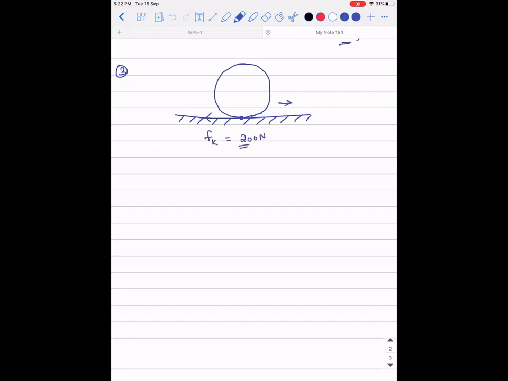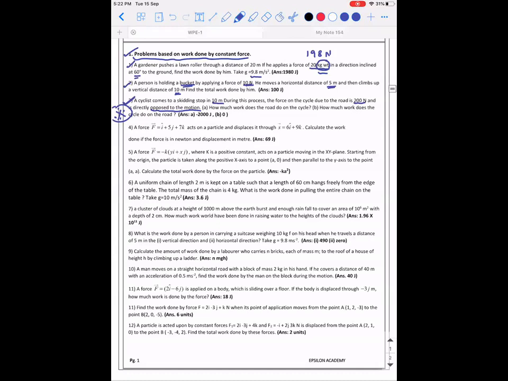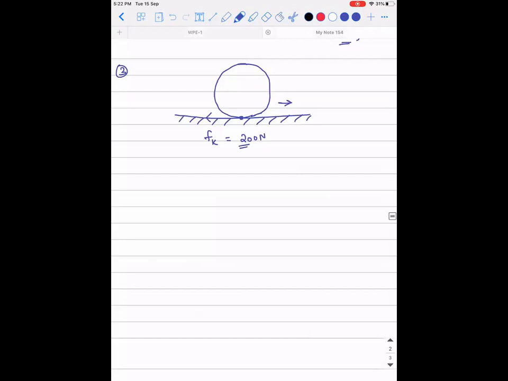200 Newton. Because if you read the question, there is one important point given. During this process, the force on the cycle due to the road is 200 Newton. So the only force the road exerts on the cycle is frictional force. Friction. So 200 Newton is going to act throughout a distance of how much value? 10 meter. Okay. So displacement is 10 meter. So what is the work done in the process of skidding?